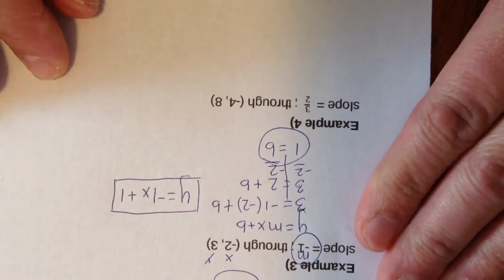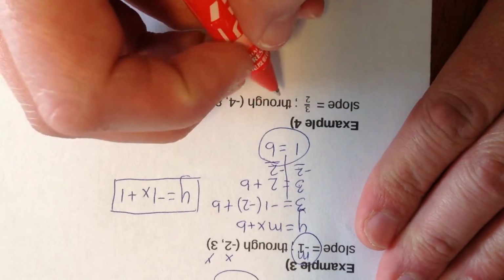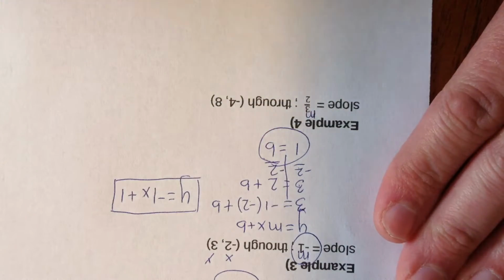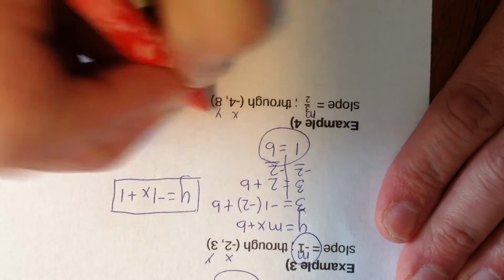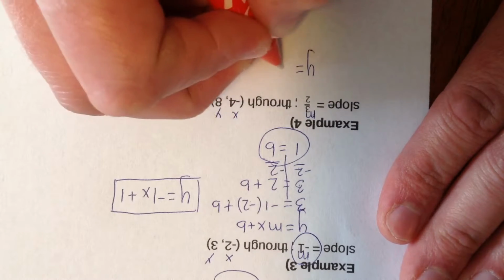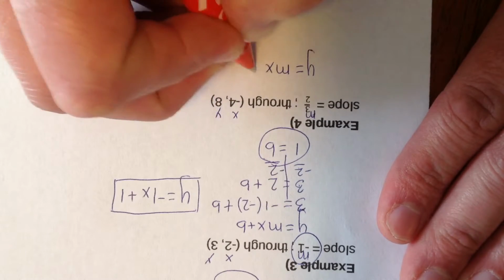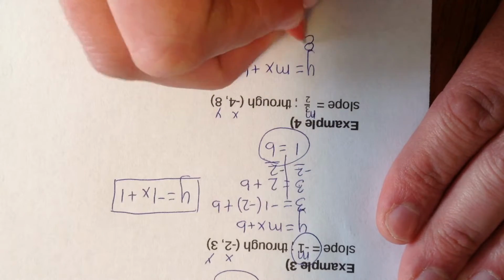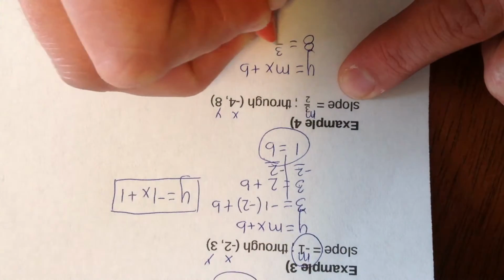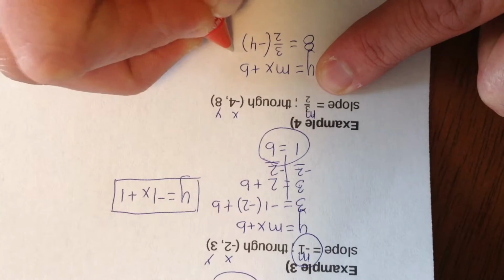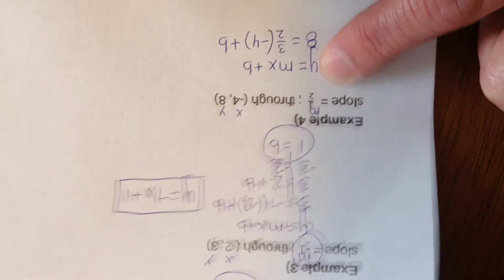And in my last example, don't freak out because there's a fraction here. I'll show you how to do that. My slope is m. My point is my x and my y. So again, I substitute in for my slope-intercept form, which is y equals mx plus b. Again, I put my y in first, that's 8. My m is 3/2. My x is negative 4. And I don't know my b.